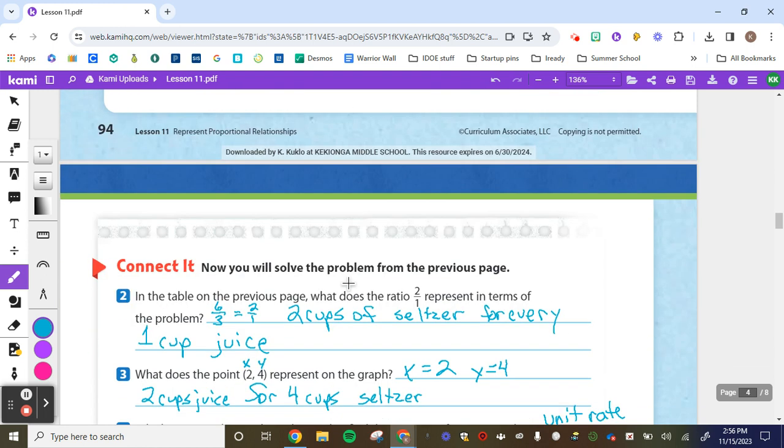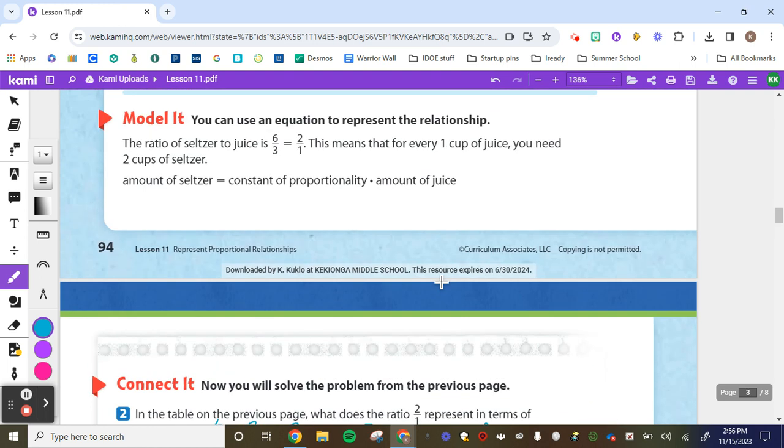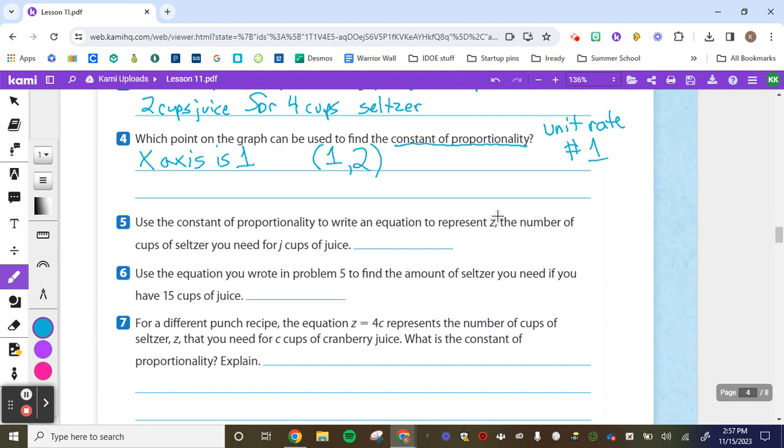And I need to figure out what the variables they told us to use were. So they told us to have Z be the number of cups of seltzer. So Z equals our constant of proportionality, which we found was 2, times the amount of juice. They told us to use J for juice. But when you're writing an equation, you don't usually keep the multiply dot in there. So our equation is just going to be Z equals 2J. So back here, what is our equation? Z equals 2J. So whatever juice you have, you multiply it by 2 to get the seltzer.